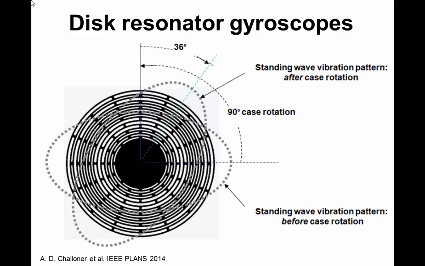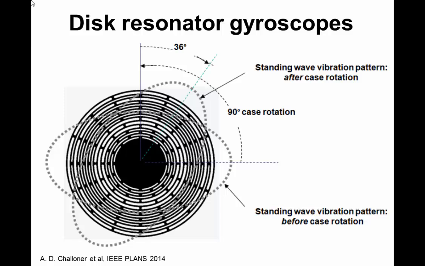Another example of a high performance gyroscope is this device from Boeing that involves a suspension scheme with this concentric ring geometry that tries to provide structural symmetry. So this isotropy in a two-dimensional plane of the suspension scheme. And again, there are two degenerate modes that result.